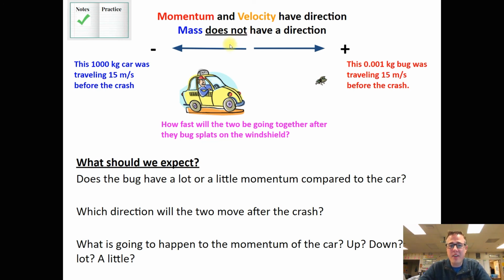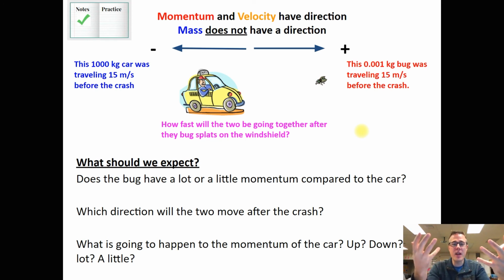So let's go back to the fly hitting the taxi cab question from your warm-up. Let's say that the taxi cab was 1,000 kilograms and it was traveling at 15 meters per second going this way. And let's say that the bug was really tiny, 0.001 kilograms, and it was traveling at 15 meters per second also, but it was going towards the taxi cab, so they're traveling towards each other.